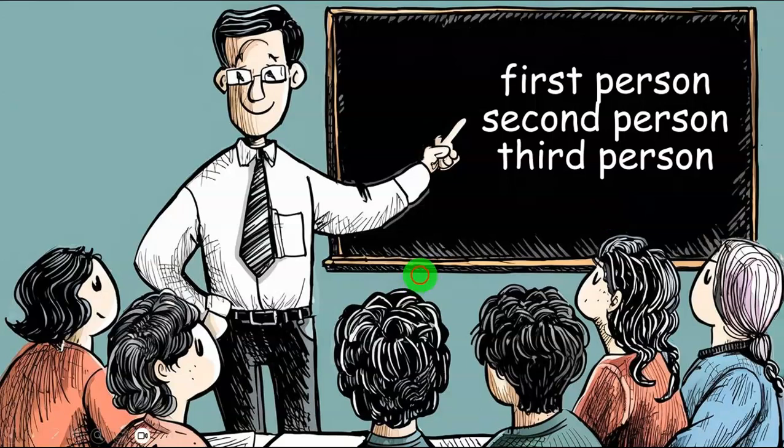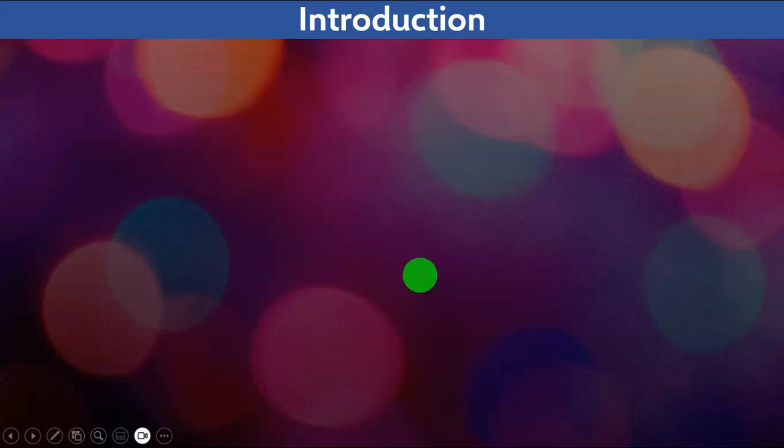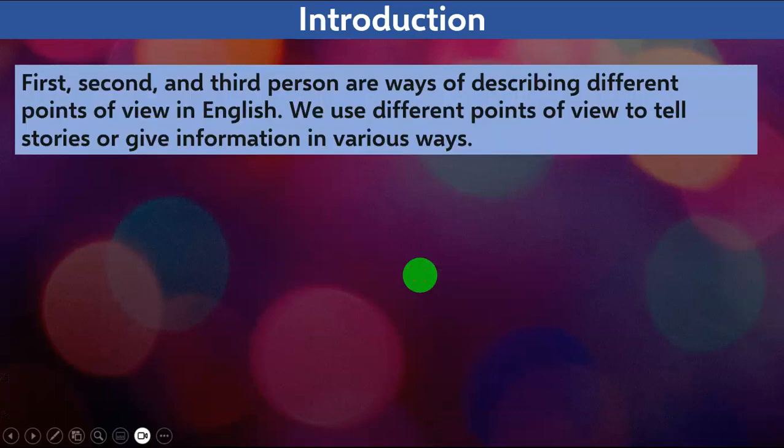Let's go. So first of all, let's start with an introduction. Let us first understand what is the first, second and third person perspective. So the first, second and third person are ways of describing different points of view in English. We use different points of view to tell stories or give information in various ways. So that is a simple definition of the first, second and third person.